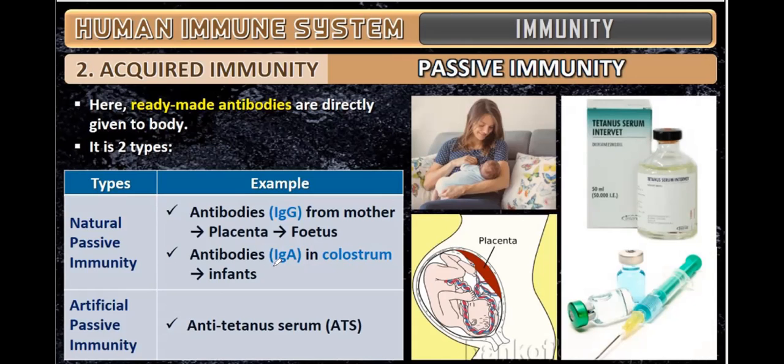So antibodies, immunoglobulin G, and immunoglobulin A are present in colostrum. So the fetus also gets antibodies from the placenta. Which antibody? IgG. And colostrum, the first milk secreted by mothers in the first few days of delivery, has antibody A. So in this way, it is natural passive immunity. Second is artificial passive immunity, anti-tetanus serum. A person getting anti-tetanus serum is an artificial passive immunity.